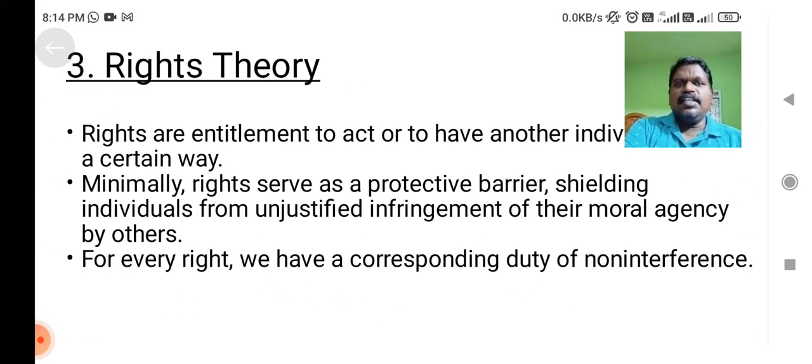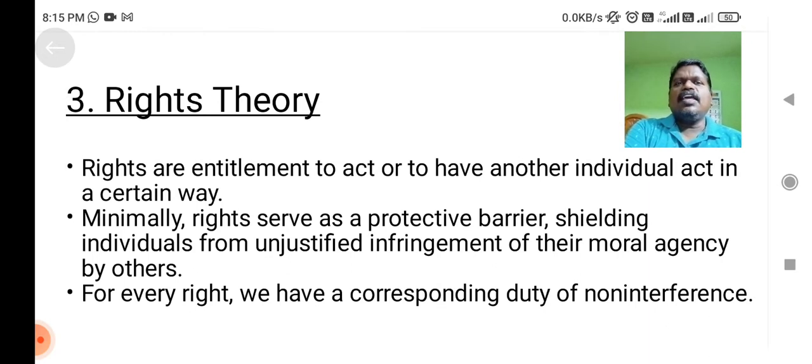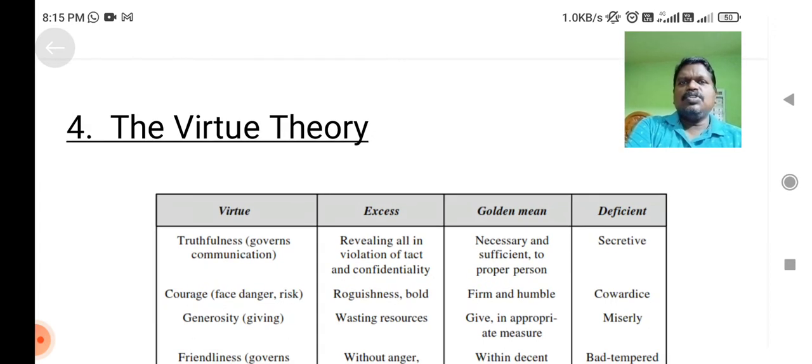The third one is rights theory. Rights are entitlements to act or to have another individual act in a certain way. Minimally, rights serve as a protective barrier, shielding individuals from unjustified infringement of their moral agency by others. So for every right, we have a corresponding duty of non-interference. So then the last one is virtue theory.